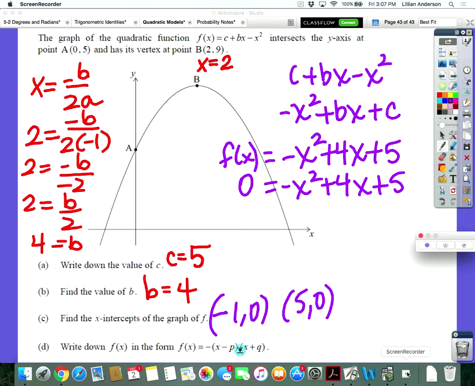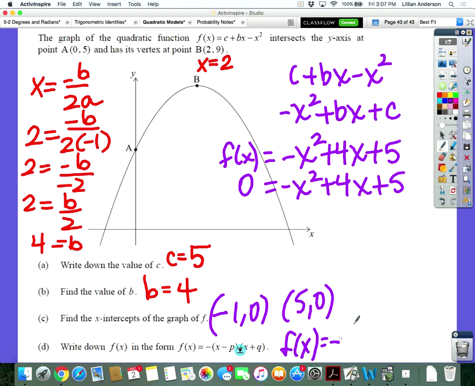So, I mean, there it is. There's the write down again. You just found the answer. It's right there in part C. So the equation is going to be f of x equals negative x minus 5 and x plus 1.